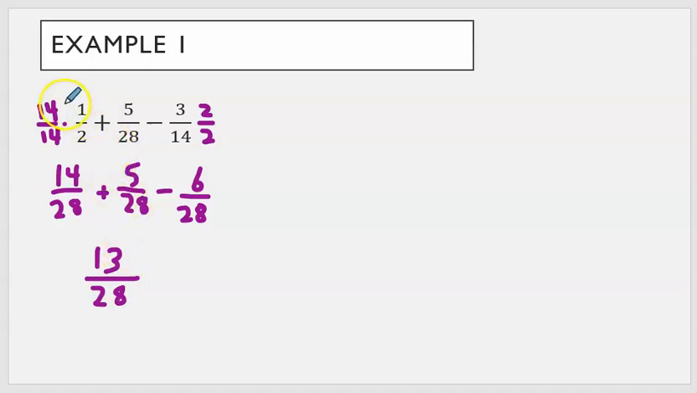I was really just trying to help you to see the process of how we get that common denominator. So find the smallest number that all of your denominators go into, and then figure out what you have to multiply by to make them all match that number.